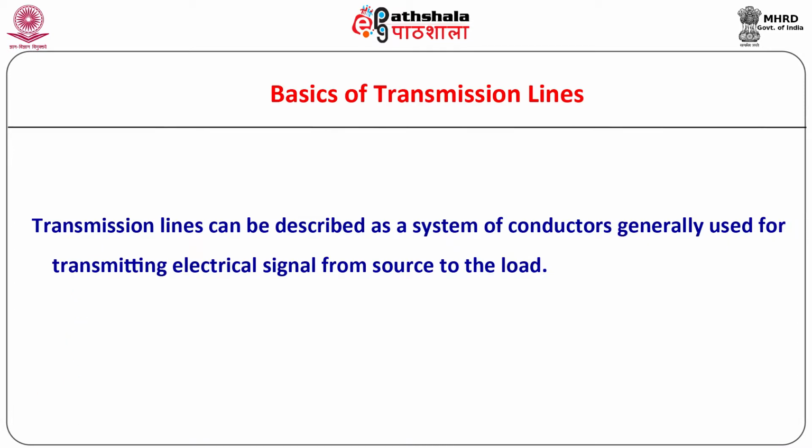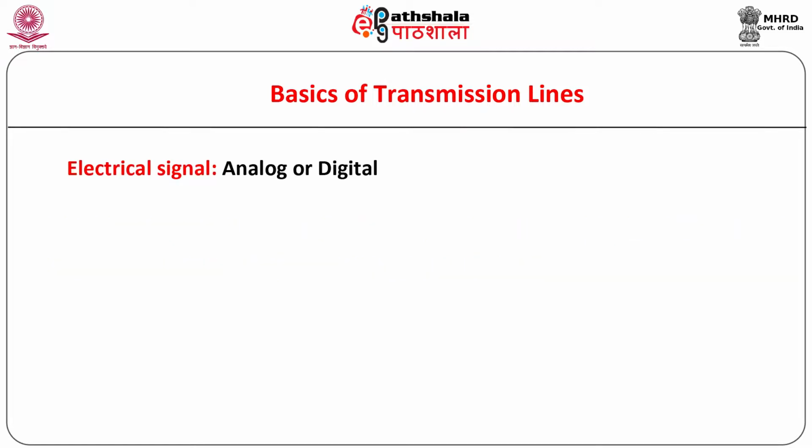Transmission lines can be described as a system of conductors generally used for transmitting an electrical signal from source to the load. For a beginner willing to study the basics of signal transmission, a transmission line may be viewed as an impedance matching circuit designed to deliver power from the transmitter to the antenna and maximum signal from the antenna to the receiver. The electrical signal to be transmitted may be analog or digital.